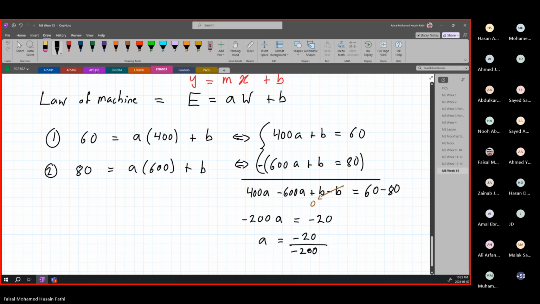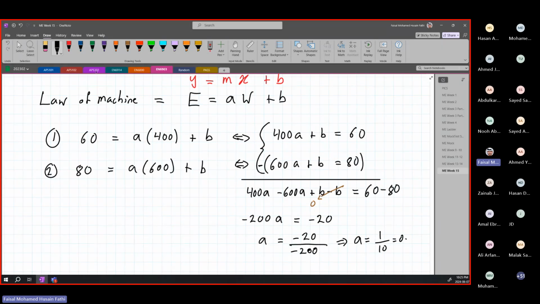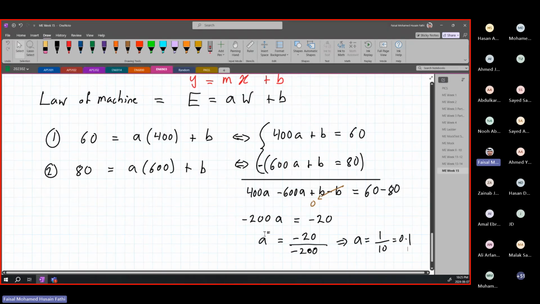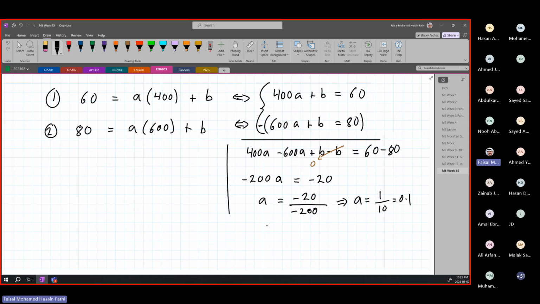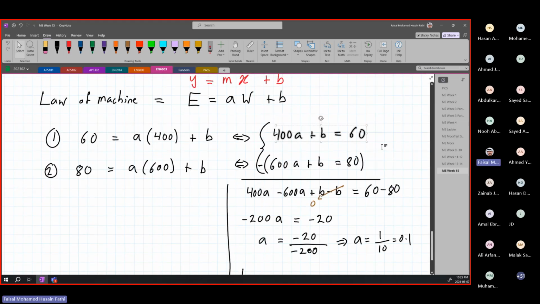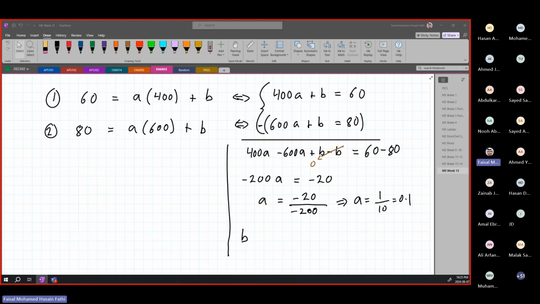Which is simply equal to 1 over 10. Yeah, يعني it will be equal to 1 over 10 or 0.1. Okay. This is basically how you find A. Now, when you want to find the value for B, all you do is you just plug back into any of these equations the value of A. Tamam? That's all you have to do. Just solving a simultaneous equation over here.